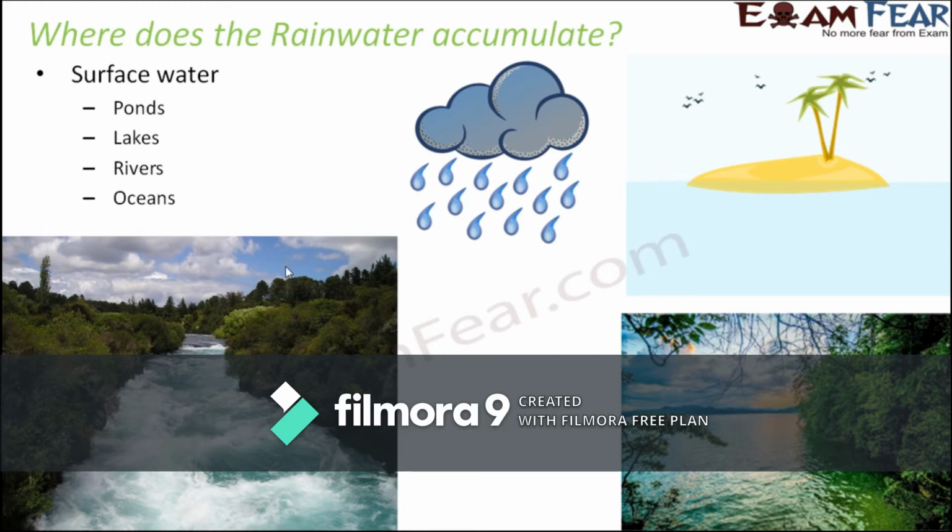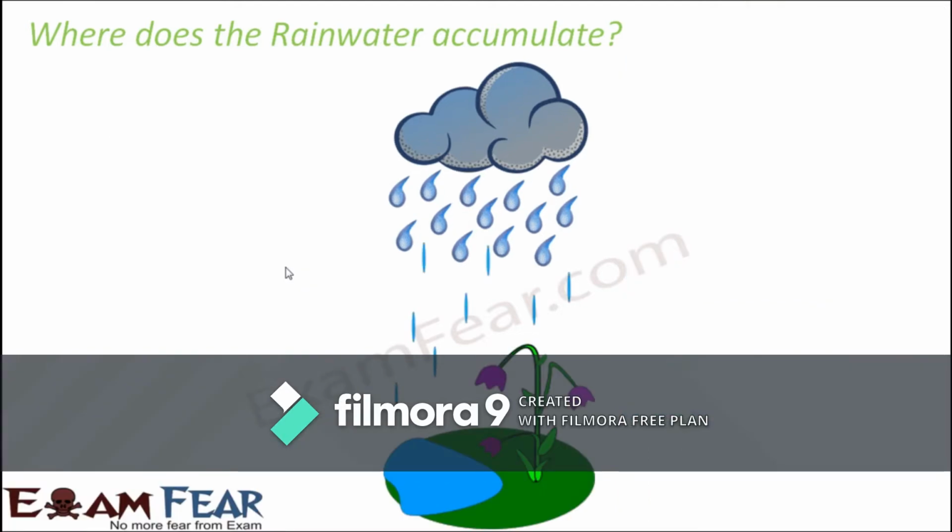In fact, if there is no rainfall for a very long time, you would have noticed that the ponds, lakes, rivers, oceans, they all start drying up. Not the oceans, I would say, but at least the ponds and lakes, you can very evidently see that they start drying up due to lack of rainfall. Some part of the rainwater also gets absorbed by the ground, and that is where we talk about groundwater.